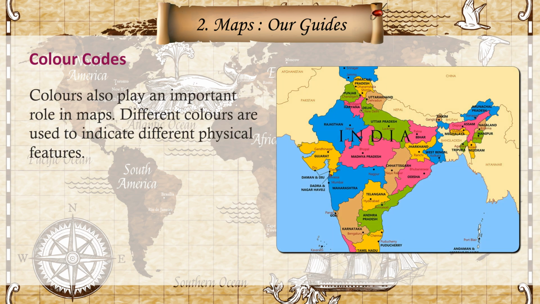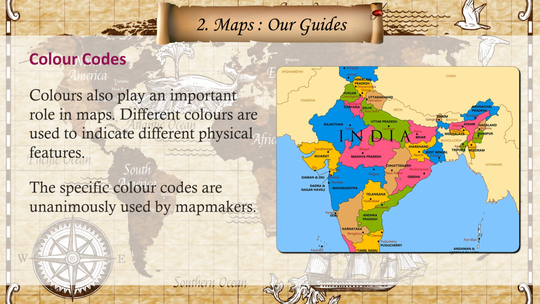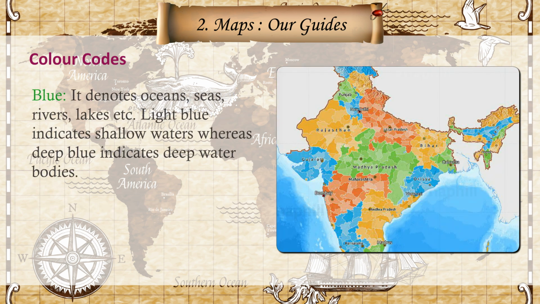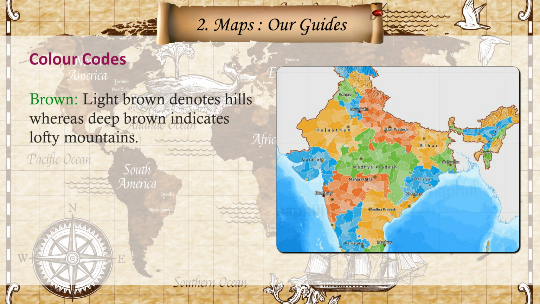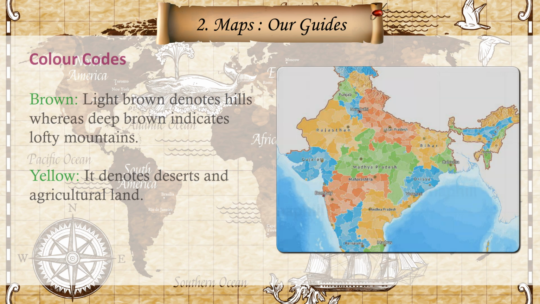Color codes. Colors also play an important role in maps. Different colors are used to indicate different physical features. The specific color codes are unanimously used by map makers. Blue. It denotes oceans, seas, rivers, lakes, etc. Light blue indicates shallow waters, whereas deep blue indicates deep water bodies. Brown. Light brown denotes hills, whereas deep brown indicates lofty mountains. Yellow. It denotes deserts and agricultural land.